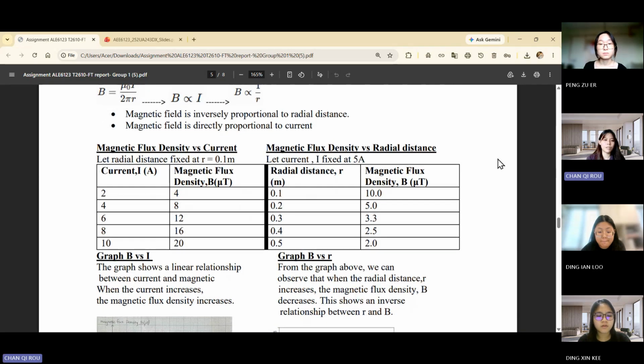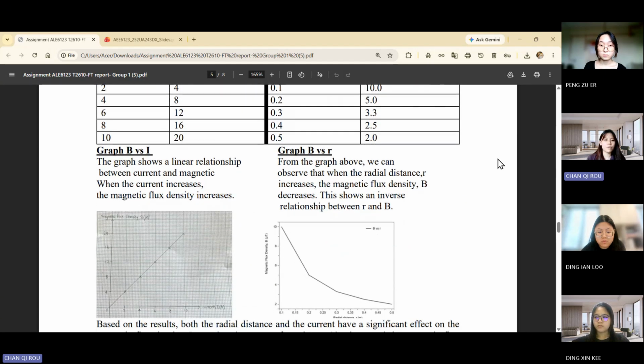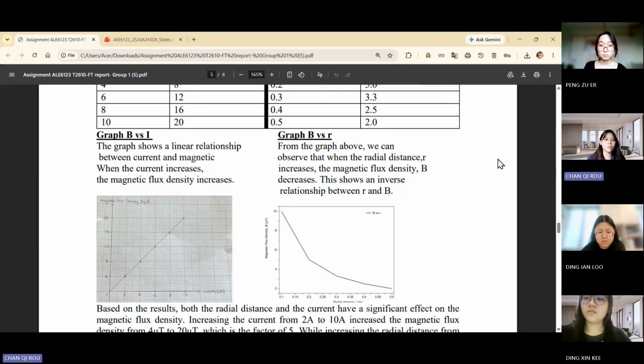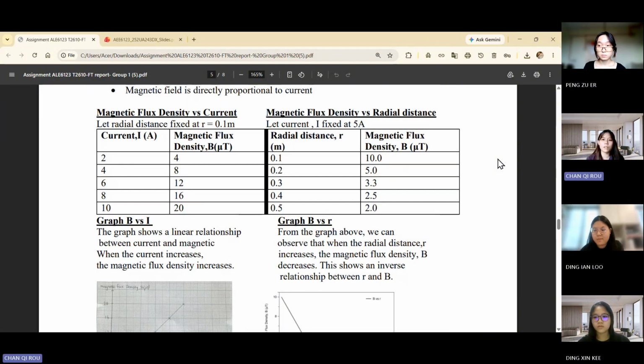With the radial distance fixed at r equals 0.1 meter, the graph shows a linear relationship between the current and the magnetic field. When the current is increased, the magnetic flux density also increases. Now I will pass to Ding Tuo to continue with the magnetic flux density versus radial distance.